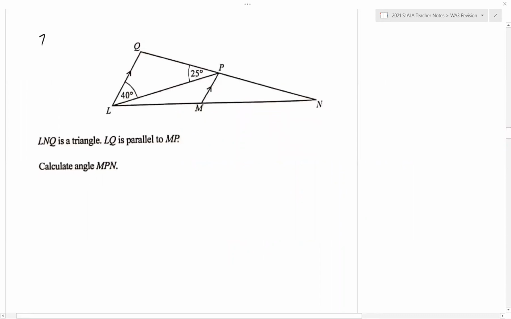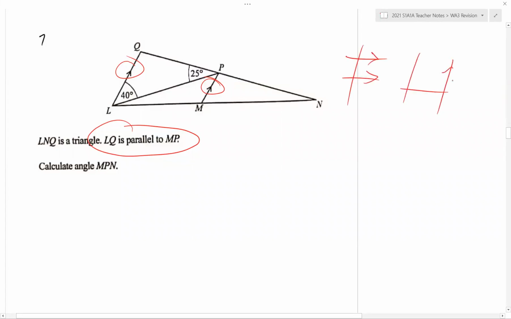Okay, so here we have a triangle and it tells us that LQ is parallel to MP. LQ, MP. See the little arrowheads? They tell us that these 2 lines are parallel. When they are parallel lines, we will be using either the letter F, letter U, or the letter Z. Confirm one of these will be used, maybe more. So calculate the value of MPN. MPN. This is the angle that I'm interested in.